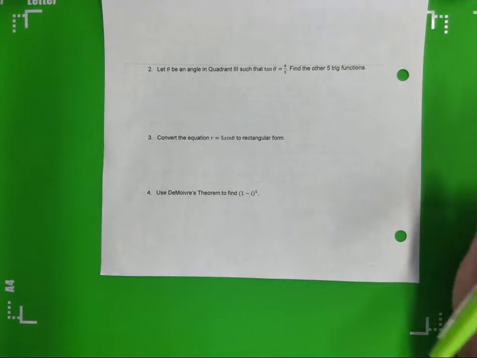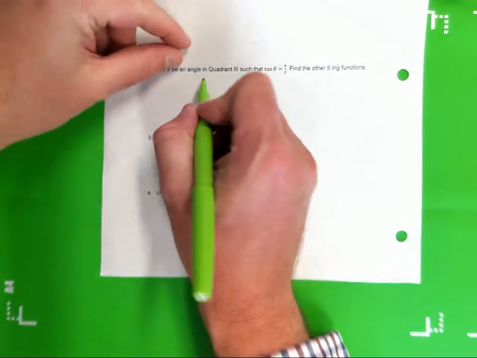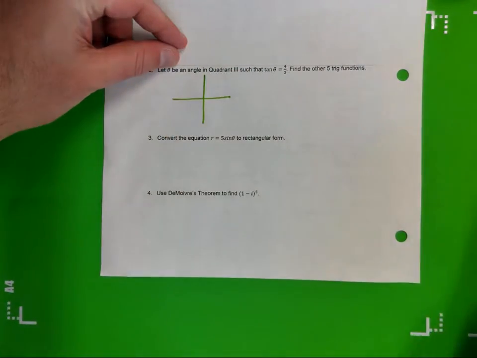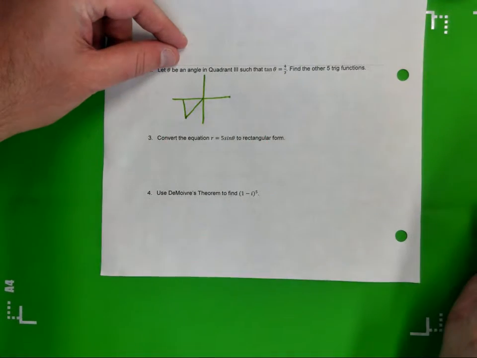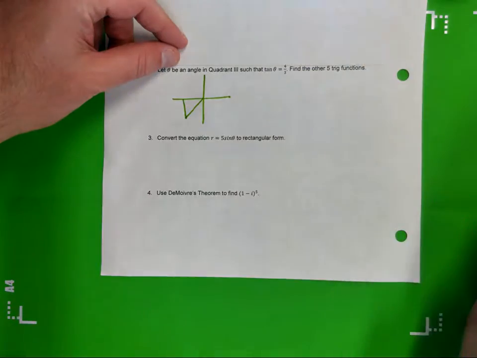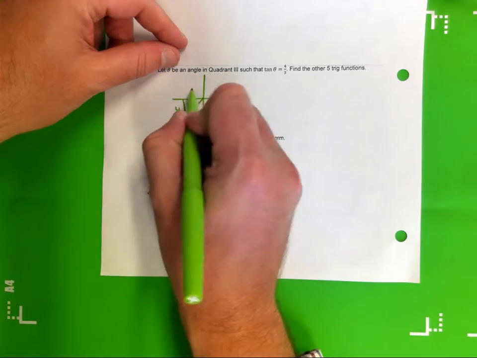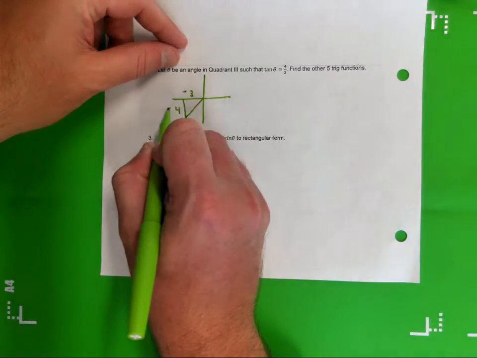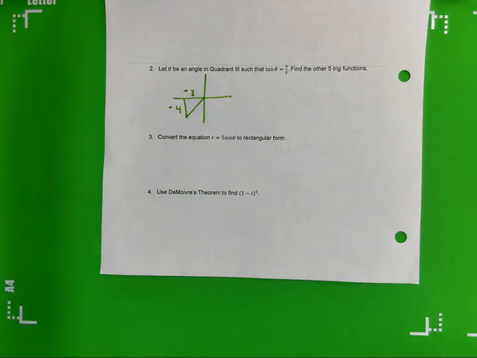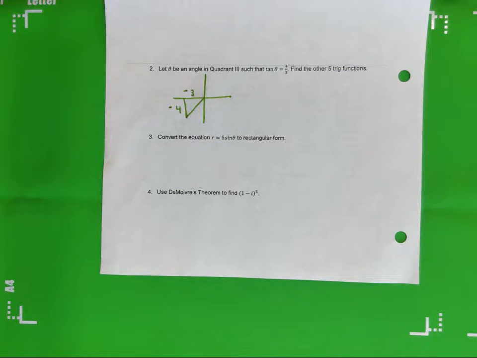It says, let theta be an angle in quad 3. Draw you a picture. Such that tangent equals 4 over 3. What is the definition of tangent? Y over x. So which one's your y value? 4, and your x value is? 3. And they're both in quad 3, so they're both what? Negative. Negative divided by negative is a positive. That's why it appears 4 over 3 is positive.